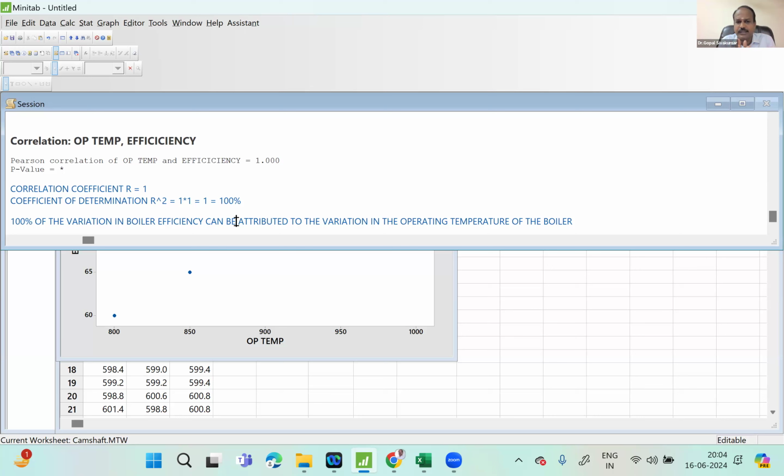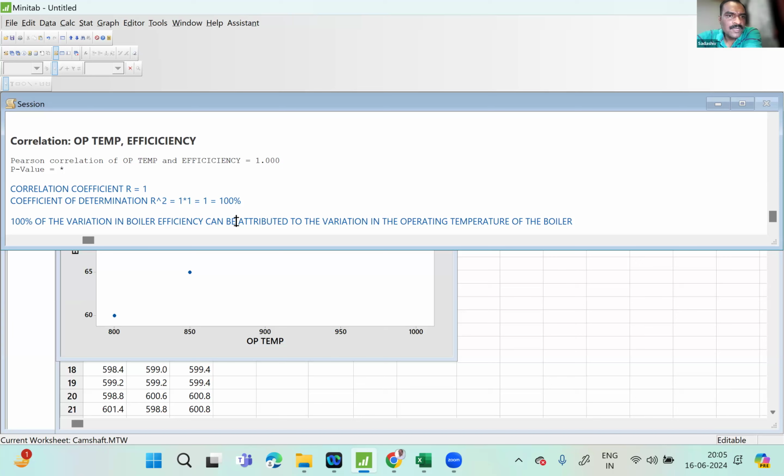Only control the operating range. We just discussed, right? The operating range will be 950 to 1000. You do that, then definitely the boiler efficiency will be around 75 to 80%. All of you understand what I'm telling? That means your boiler efficiency is currently getting influenced only by the operating temperature. No other factor is affecting your boiler efficiency.